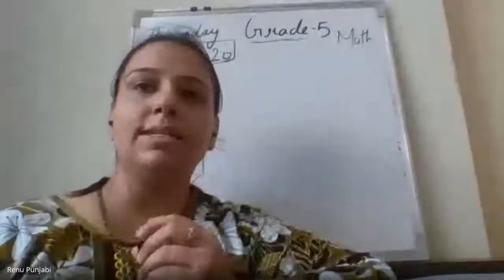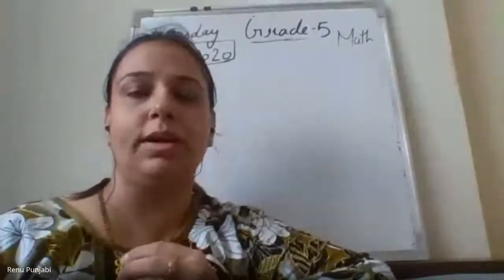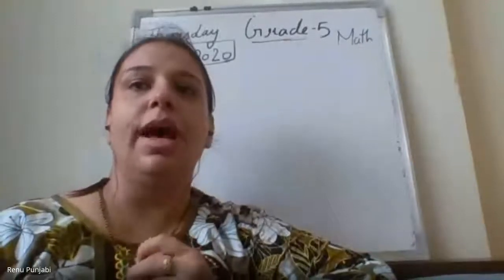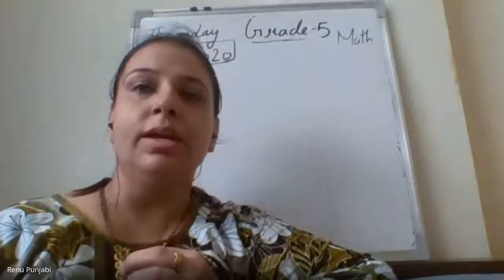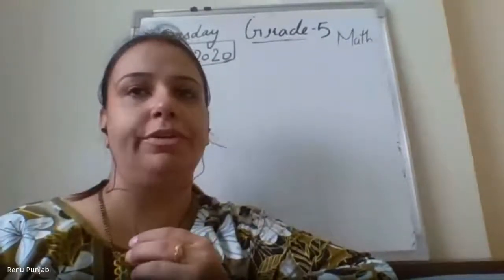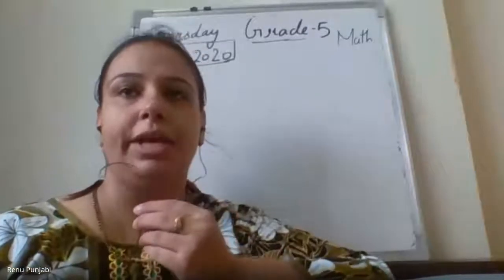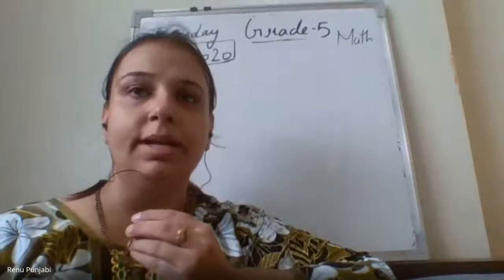So in our last class, we have learned about the equivalent fractions. What are the equivalent fractions? How to make different equivalent fractions with one fraction. Now today we will learn how to check, if you have two different fractions, whether they are equal or not. There is one method. Let us see.